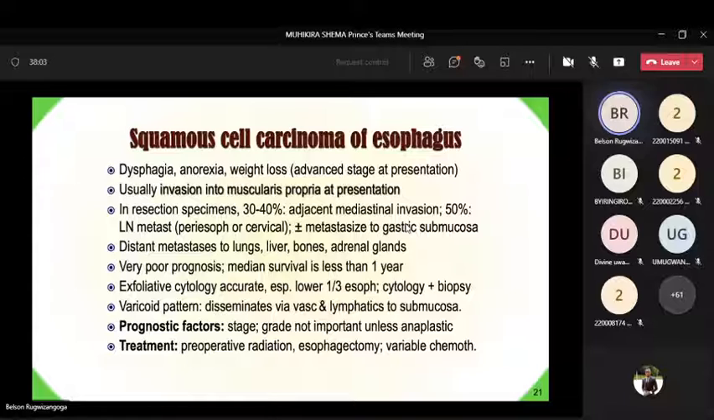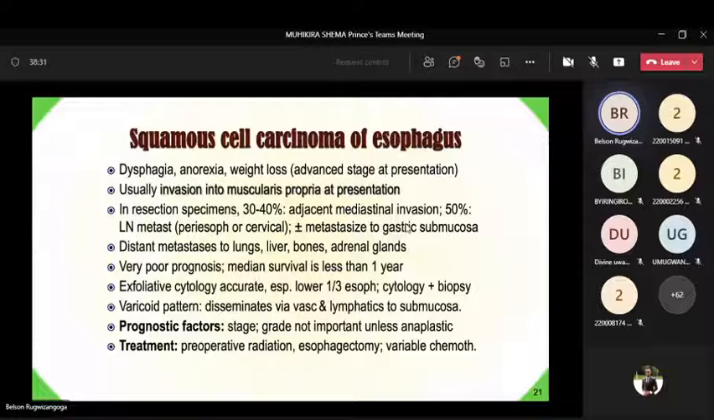So here also it is done for the esophagus. Then after that, esophagectomy can be done, and variably chemotherapy. So chemotherapy can be given or not. Mainly, squamous cell carcinoma of any organ is treated with radiotherapy, with some exceptions. So that is in general what is done for squamous cell carcinoma of the esophagus.